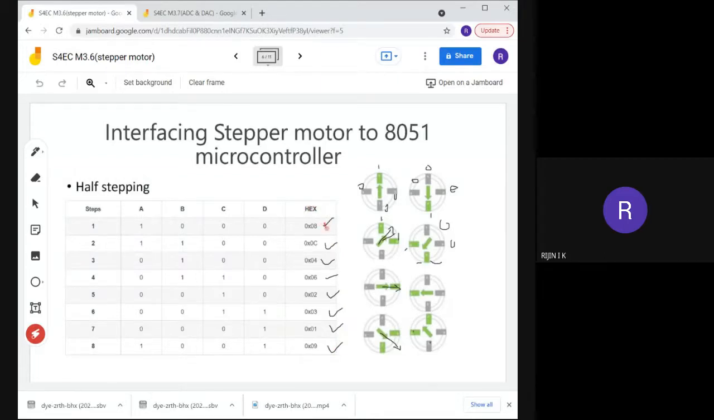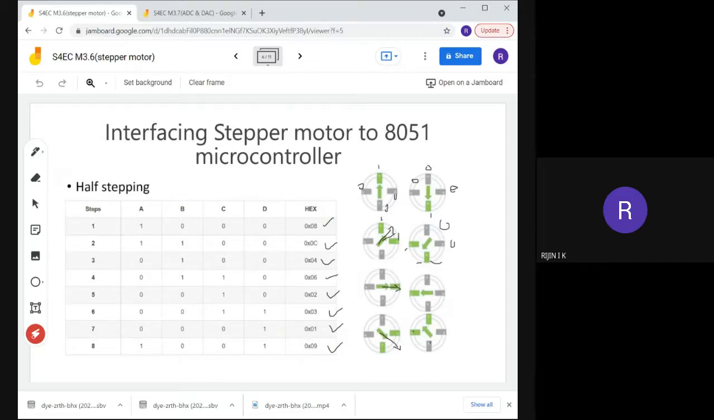First we need to give 08, then after a delay we have to give 0C, then after a delay 04, then after a particular delay 06, then 02, then 03, then 01, then 09. That means it will rotate in a half stepping mode. Okay, that means it will take 8 steps to complete the 360 rotation.